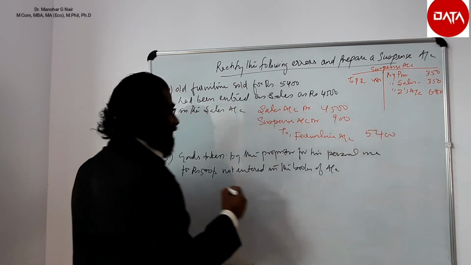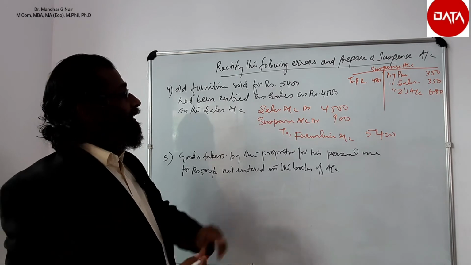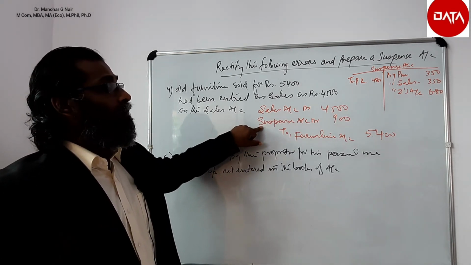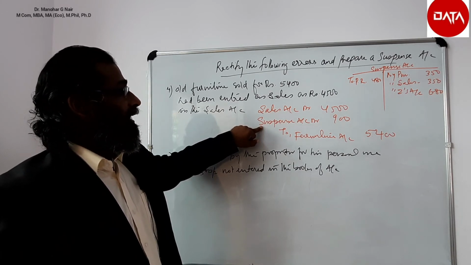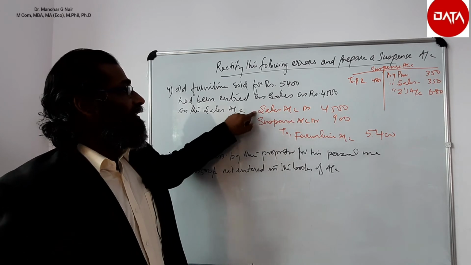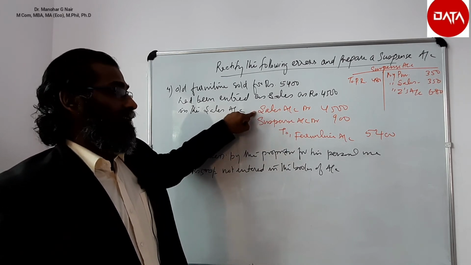5,400. So by passing this journal entry, the difference shown in the suspense account to the extent of 900 will be cancelled, and the furniture account 5,400 sold is initiated and the sales account 4,500 cancelled.